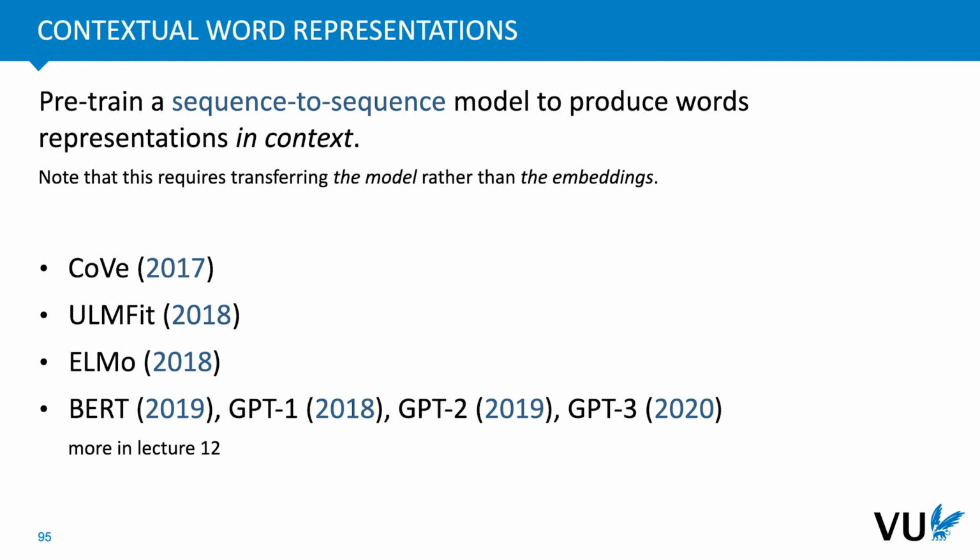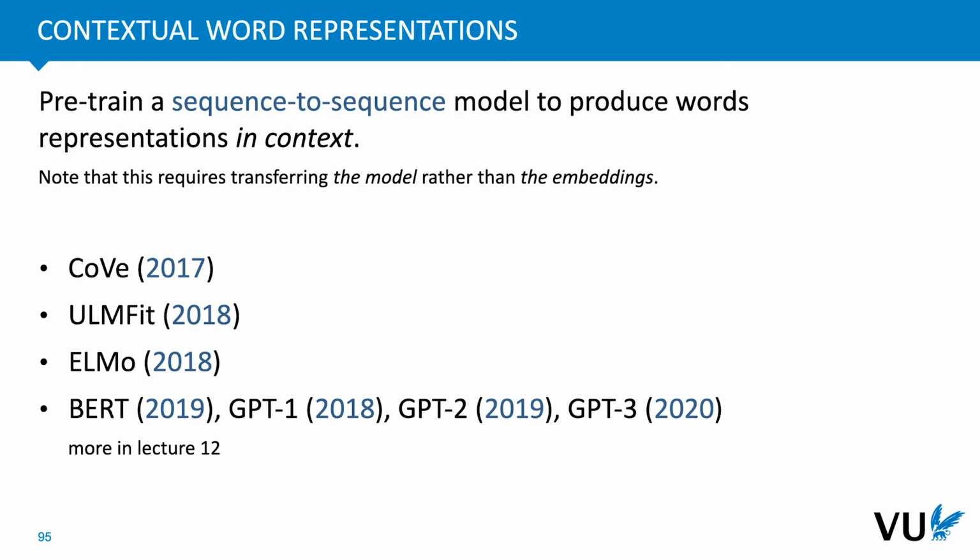We apply this pre-training principle. We pre-train on a large data set of unannotated text, but instead of producing word embeddings, we produce a sequence-to-sequence model that creates the word embeddings for us on the fly in context. So instead of transferring the embeddings, we are transferring the model.